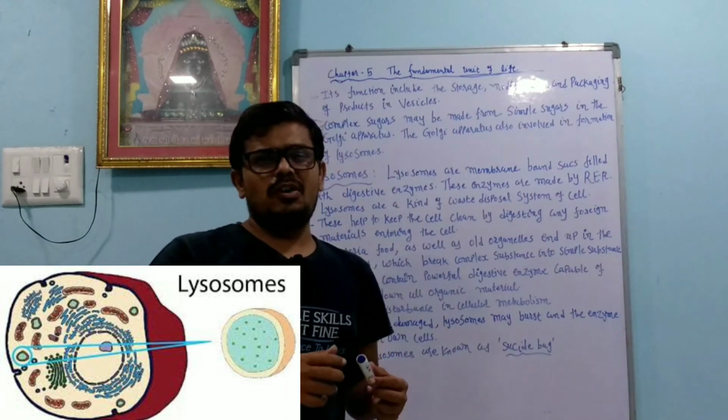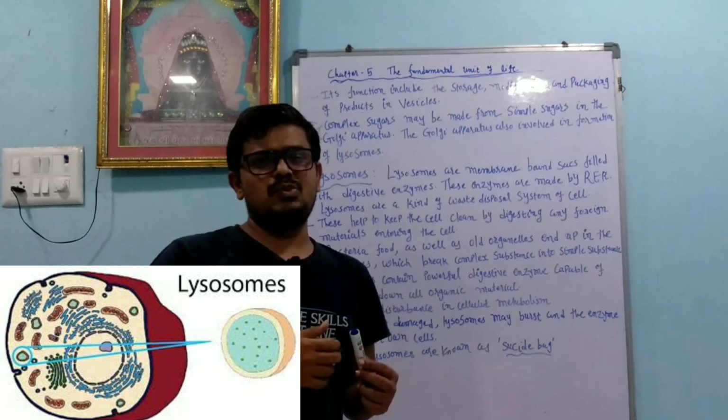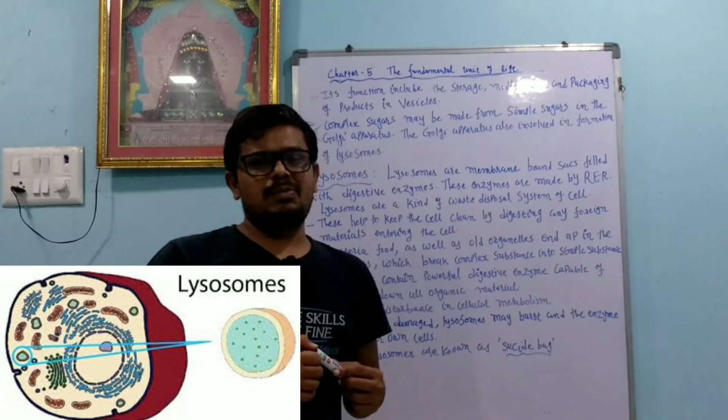So this is all about the cell organelles, including the Golgi body, lysosomes, and endoplasmic reticulum.